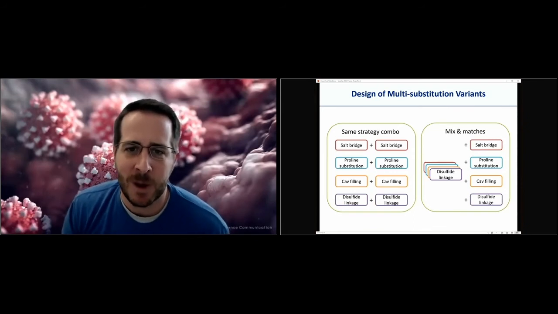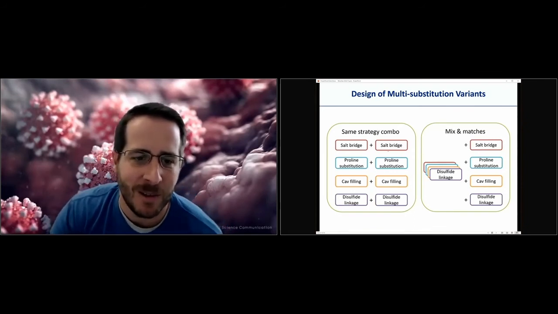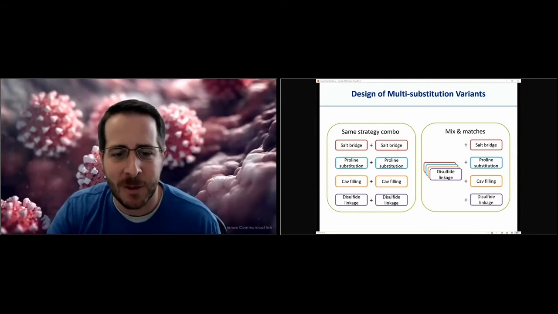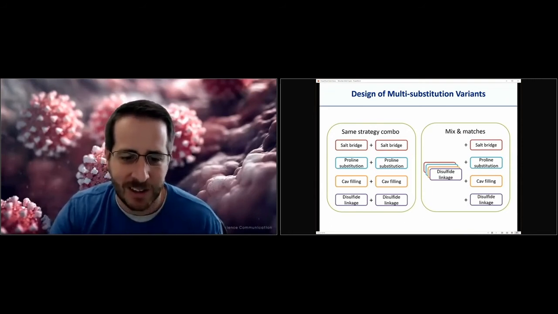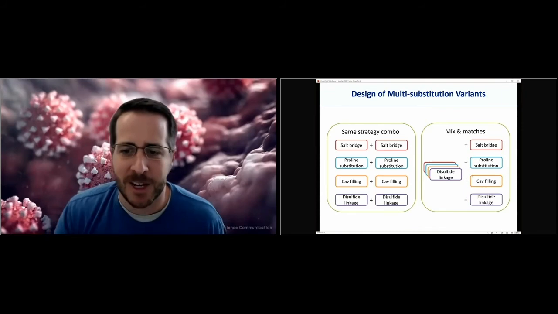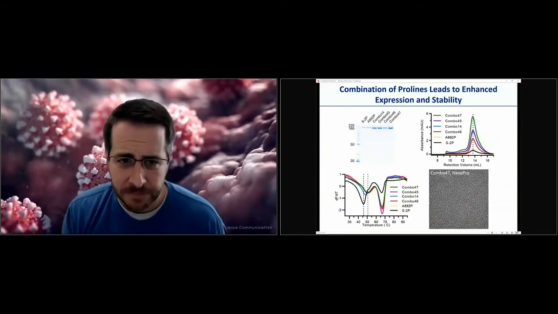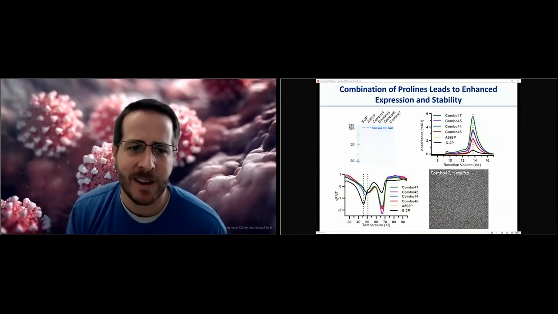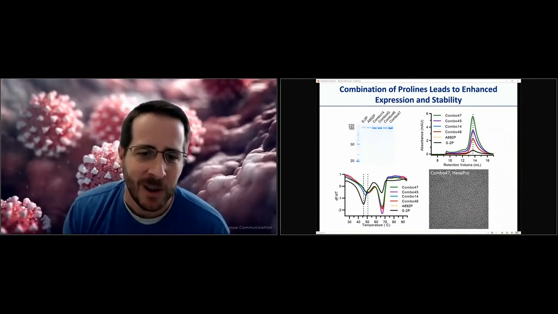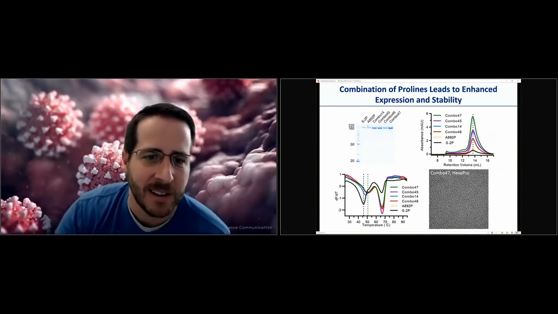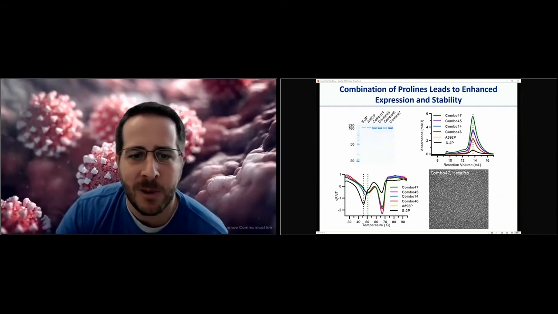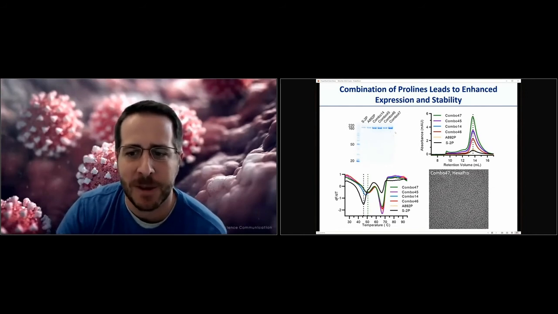So then we had to come up with multi-substitution variants. And so we either tried to combine all the salt bridges, all the prolines, cavity filling and disulfide, or start mixing and matching to try and make the most stable spike possible. And one of the things we saw early on was that combining the prolines really provided this additive effect. And so we have the S2P variant expression shown here, a single proline, these combinations of 2 prolines, 3 prolines, and then combo 47 had 4 additional prolines on top of the 2 in our base S2P construct.